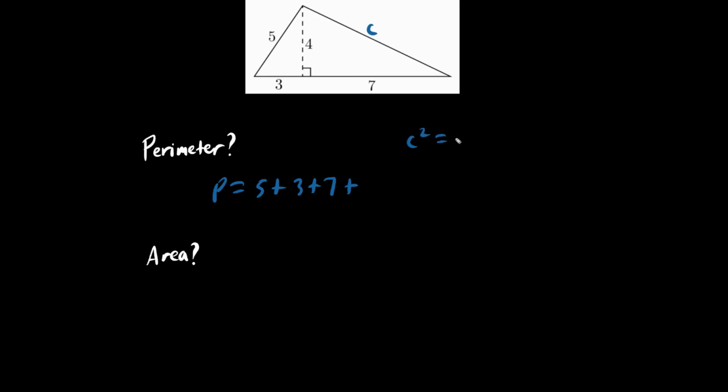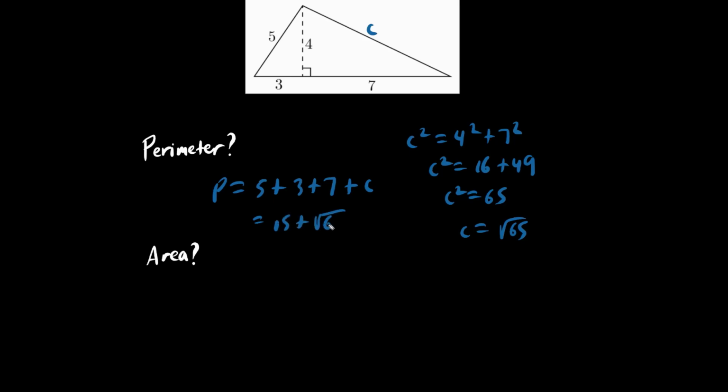C squared equals A squared plus B squared. So C squared equals 16 plus 49. C squared equals 65. So C equals the root of 65. So the perimeter is 5 plus 3 plus 7 plus C, which is 15 plus root 65 units.